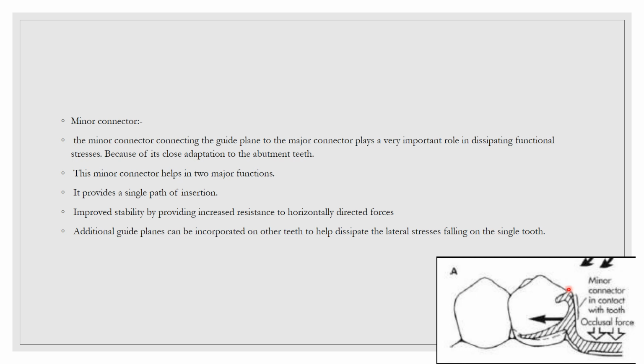Additional guide planes can be incorporated on other teeth to help dissipate the lateral stresses falling on a single tooth. So the minor connector is in contact with the tooth, and this is the occlusal force here. This is the horizontal force, right? So it should be designed such that all the stress is distributed evenly.